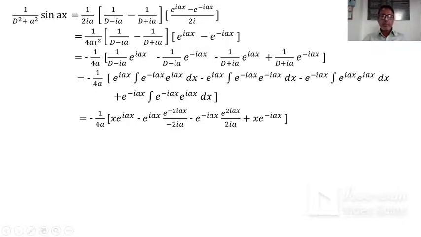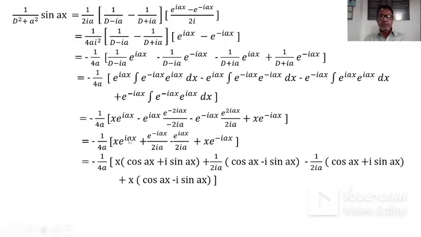Now again we simplify this. This is equal to, if we simplify this, e to the power iax, e to the power minus 2iax, it becomes e to the power minus iax. For this, it becomes e to the power iax. Again, we take the expansion of this. x e to the power iax is x into cos ax plus i sin ax. This term as it is 1 upon 2ia. Expansion of this is cos ax minus i sin ax.